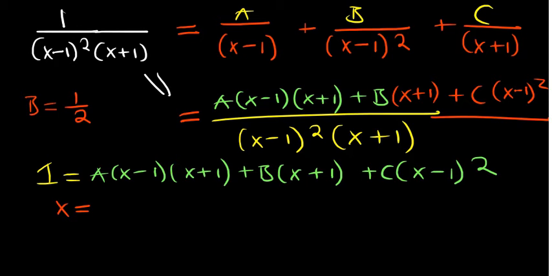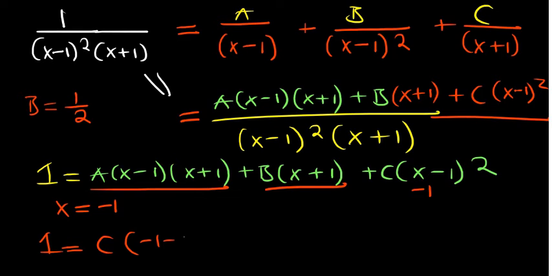The other value we can perform is using negative 1. If we add negative 1, this part will give us a 0, so a will disappear again, and b will also disappear because we're adding a negative 1. Only that part will stand out. Negative 1 minus 1 will give us a minus 2. So we now have on the left 1, and then c, negative 1 minus 1 will give us negative 2 squared, right? So negative 2 squared gives us a 4, so 1 is equal to 4c. So c becomes 1 over 4.